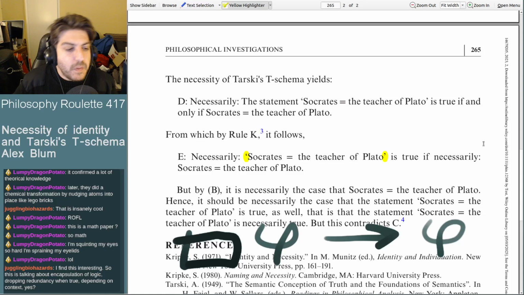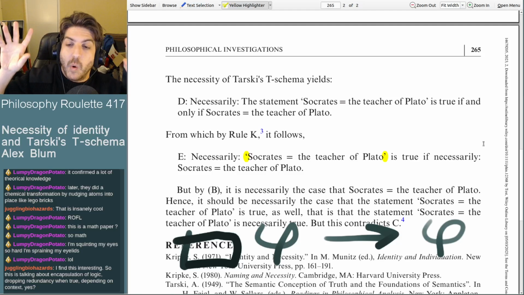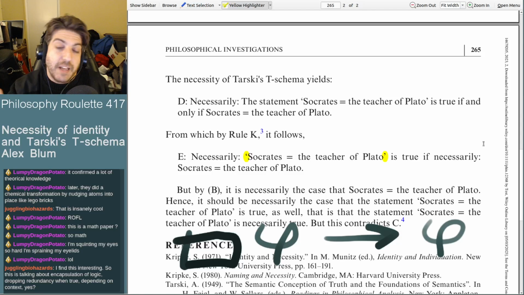Juggling says, I find this interesting. So this is talking about encapsulation of logic, dropping redundancy when true, depending on context. Yes, exactly. You've got it. And there's a lot of difficulties. When can you drop quotation marks? Like, can you say the sentence "snow is white" is true when snow is white? And so then you've got the sentence "snow is white." Or can you say, quote, "snow is white," end quote, is true if and only if snow is white. So when can you talk about, it's called the redundancy theory of truth. So you've literally got it right there, redundancy when true. This is the redundancy theory of truth. That's what it's called. It's a very famous theory of truth.